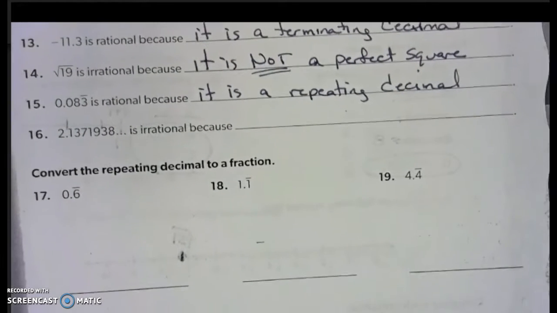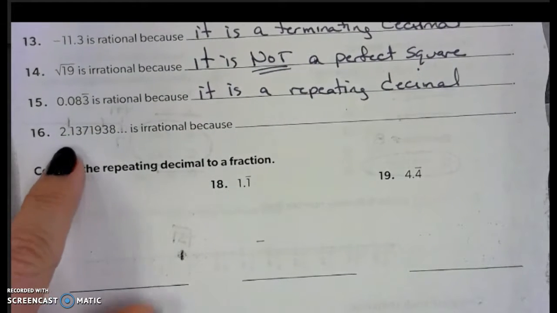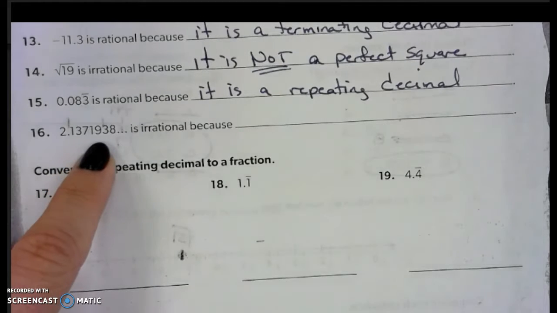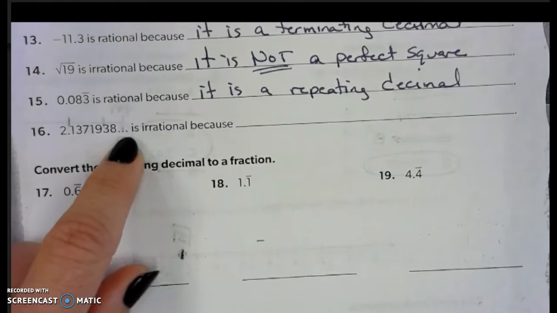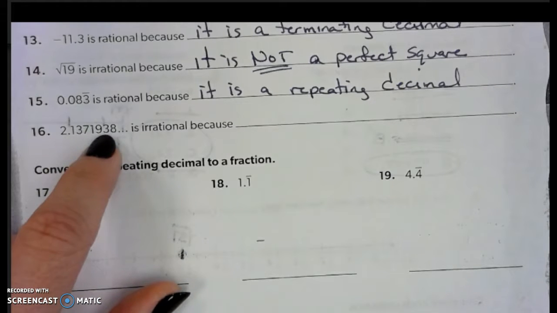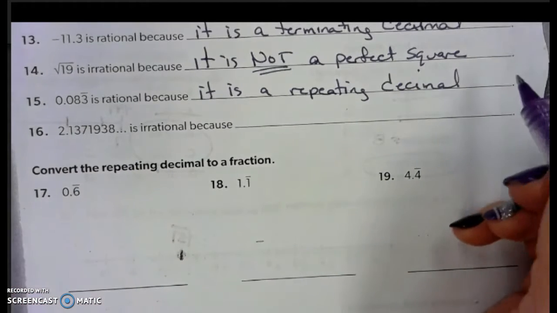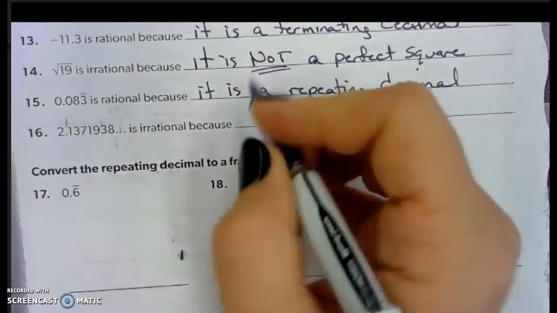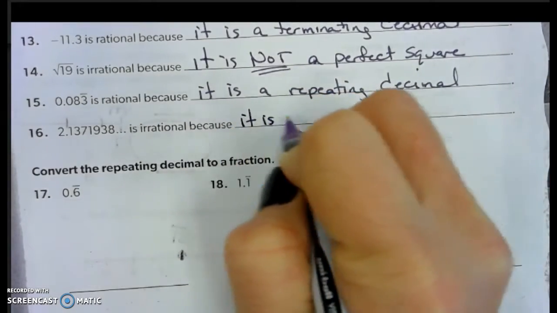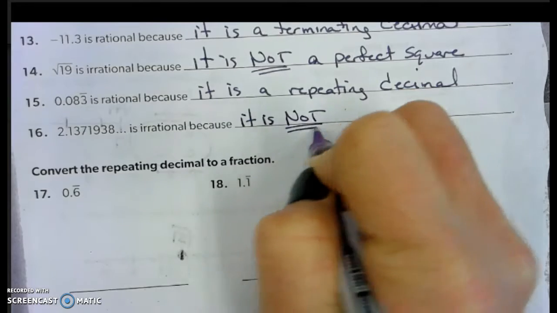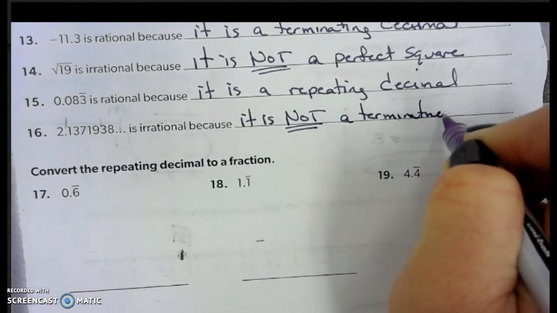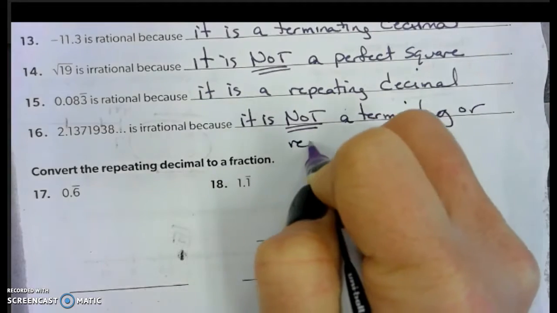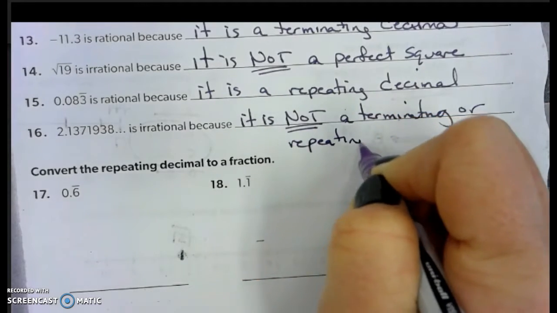Number 16 is also an irrational number. 2.1371938... Okay, those dots are telling you that this craziness goes on forever. That is the definition of irrational. Because it is not a terminating or repeating decimal.